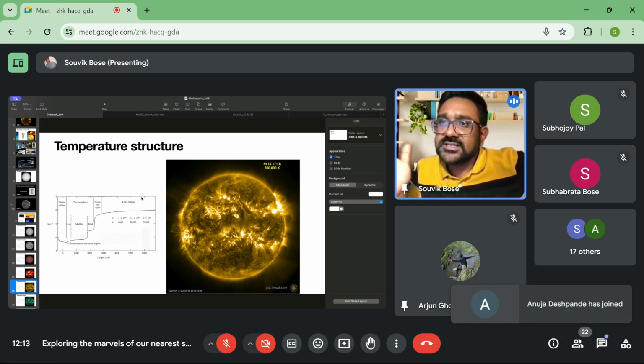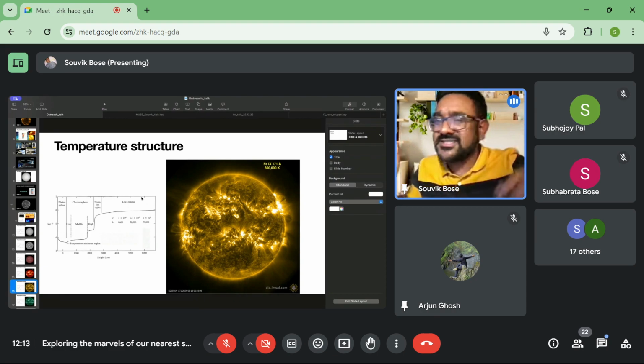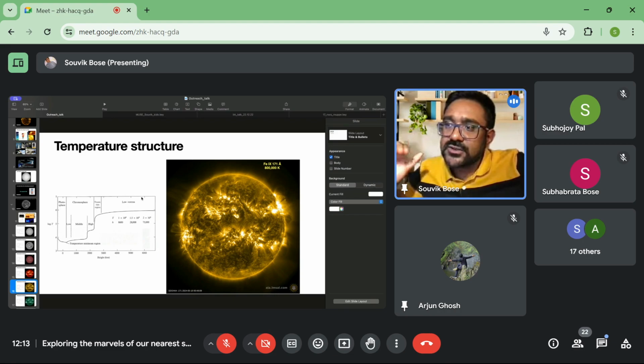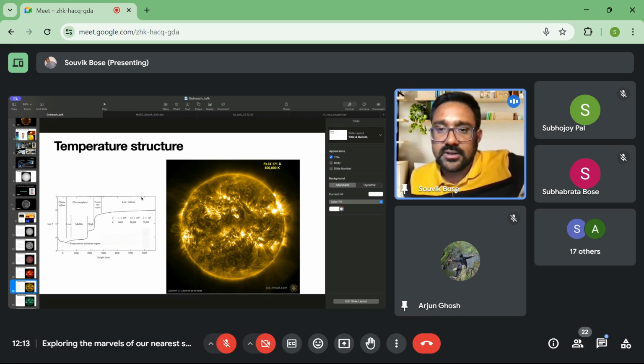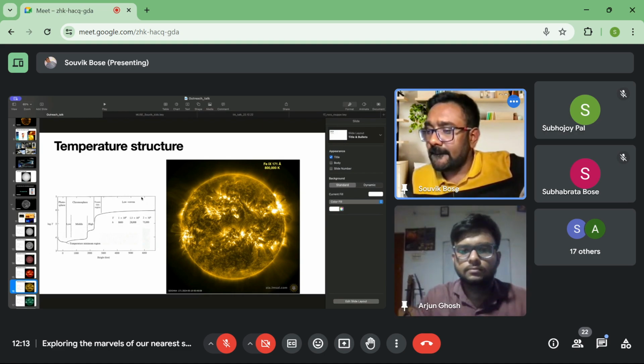So most astrophysicists call elements which are not hydrogen and helium as metals, right? Nitrogen is also considered as a metal, but that's not a metal, we all know. But just for our sake, we'll consider that based on the oxidation states, you're able to understand what the temperature is. I hope that's clear. Yes, sir.